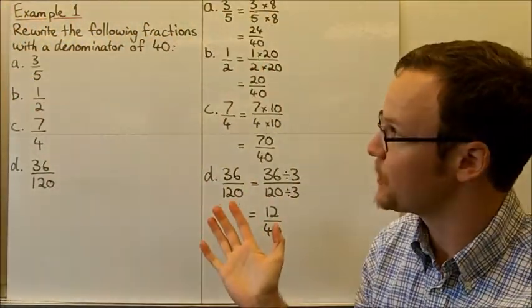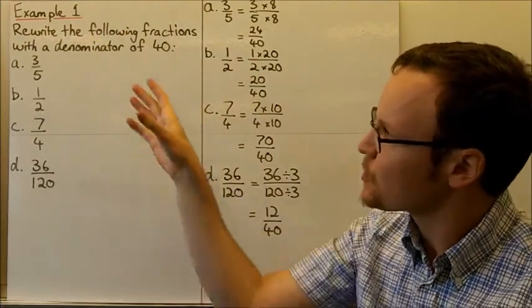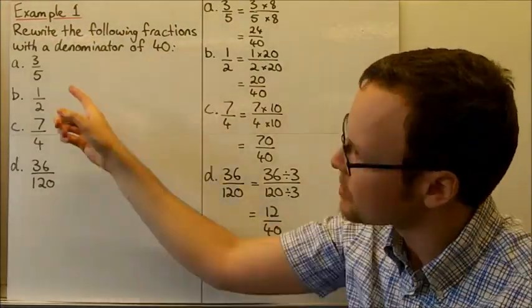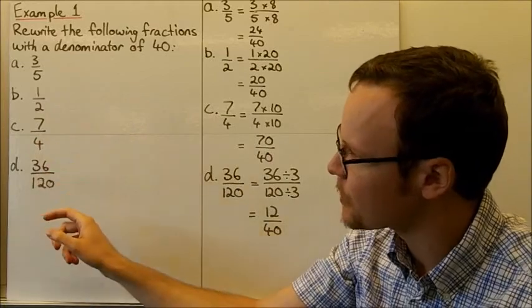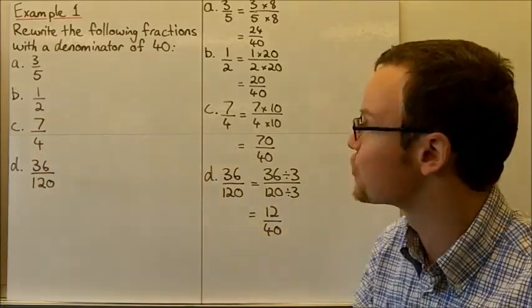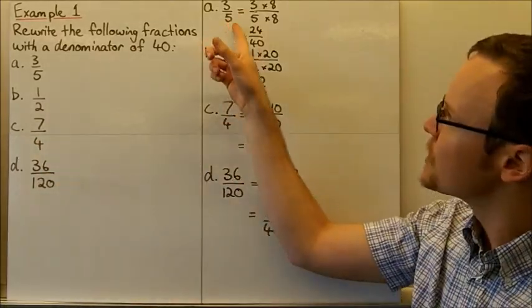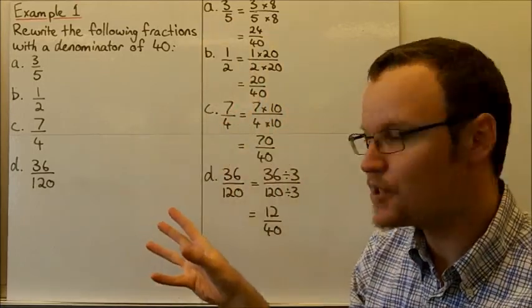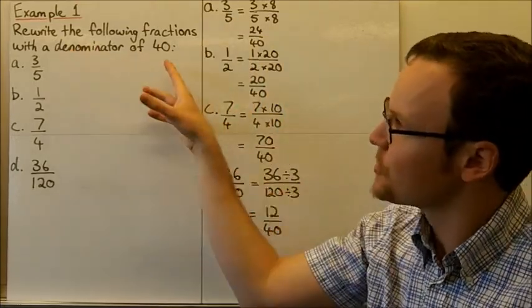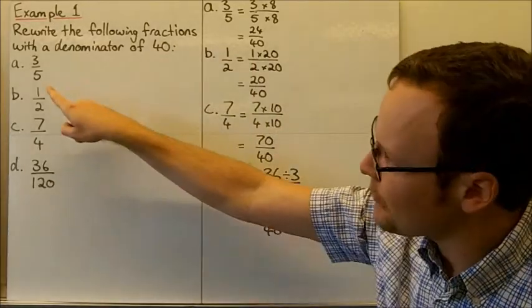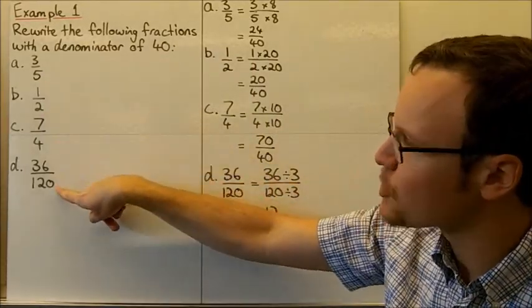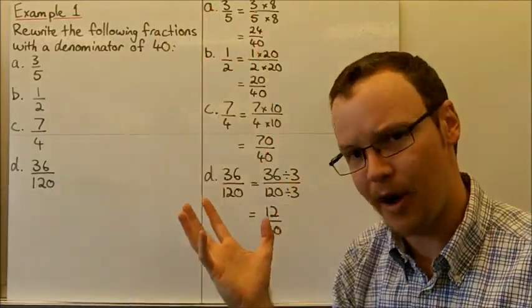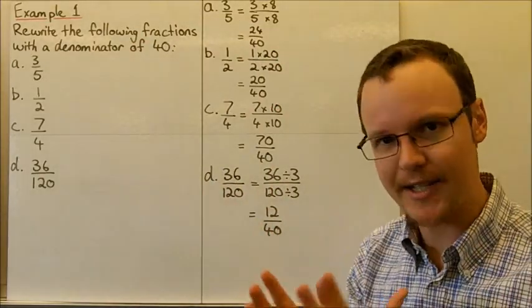Look at a first example here. Rewrite the following fractions with a denominator of 40. So we've got 3/5, 1/2, 7/4, and 36 120ths. Looking for 3/5, the strategy we need is to change the denominator to 40. So we need to have a look at each of the denominators when we come to them and see what we need to either multiply or divide by to get it to 40.